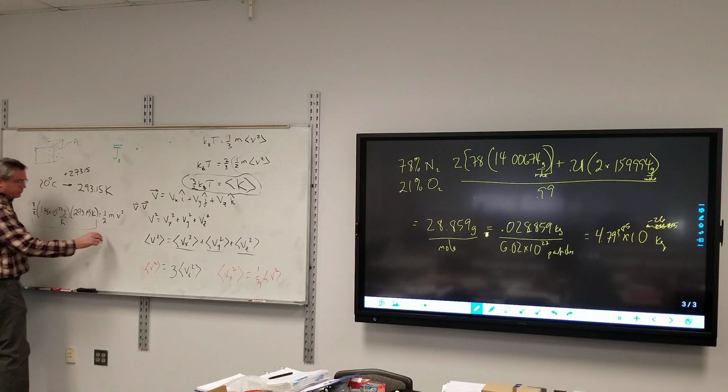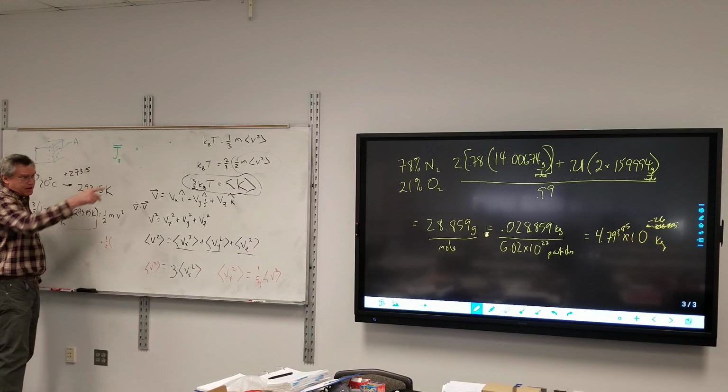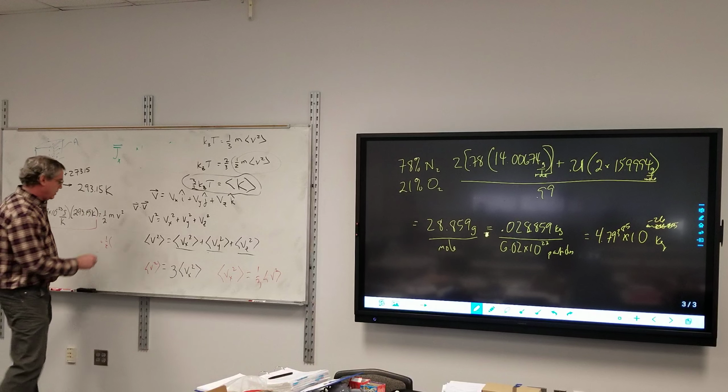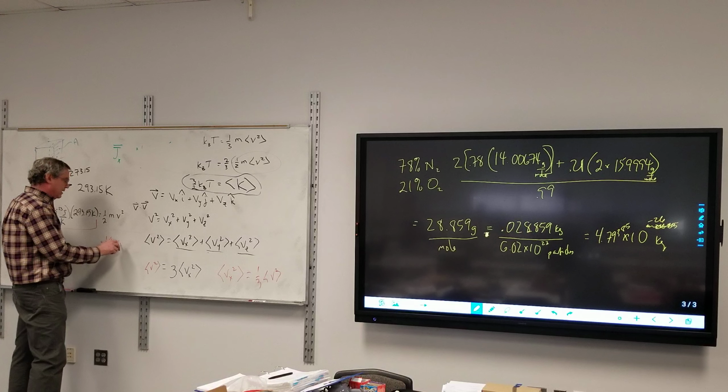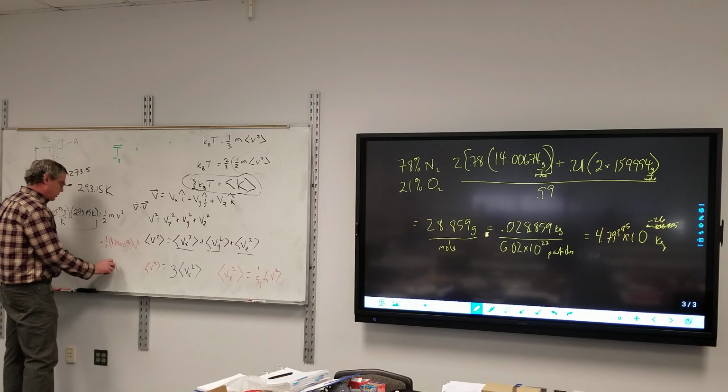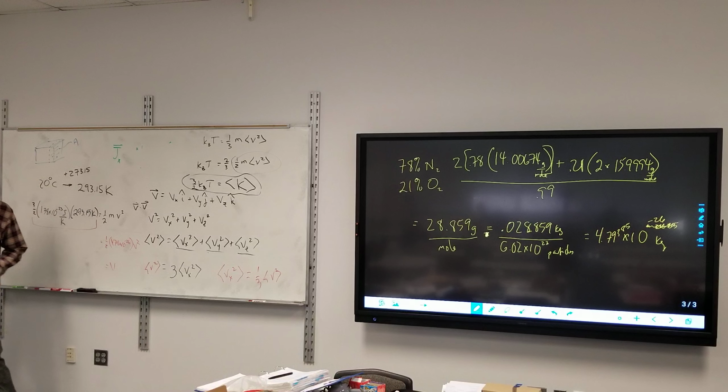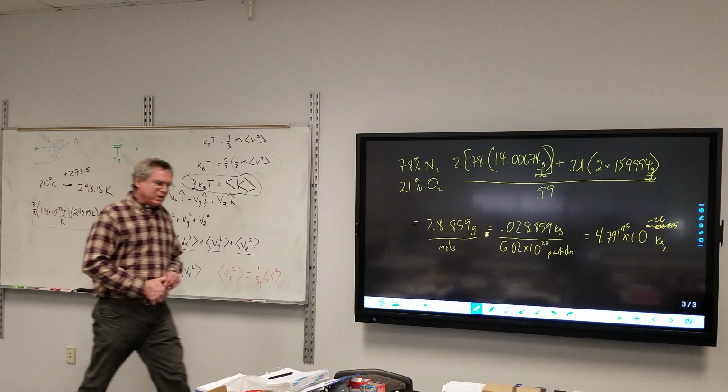This whole thing is equal to 1/2 times that mass, 4.79 times 10 to the negative 26, v squared. And so we can figure out the speed of these particles that are zipping around this room.